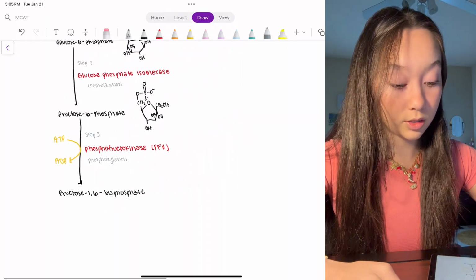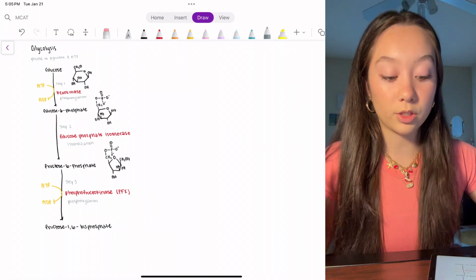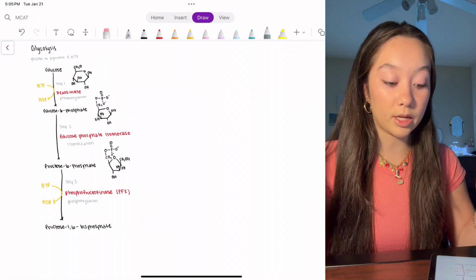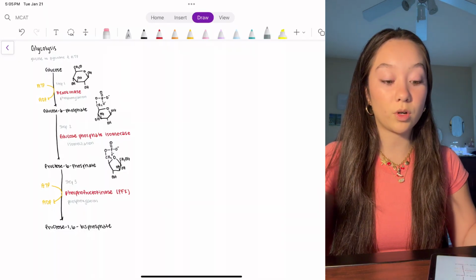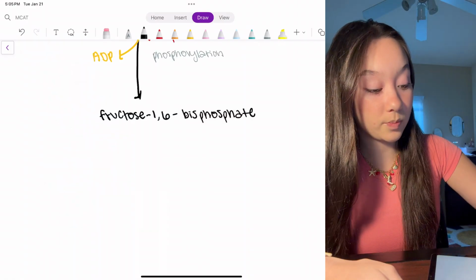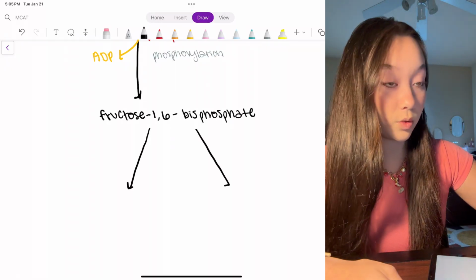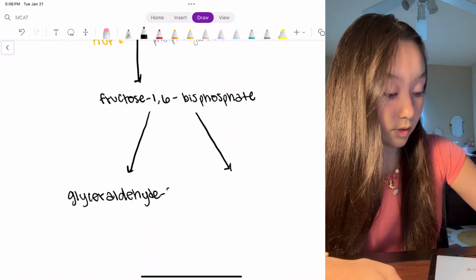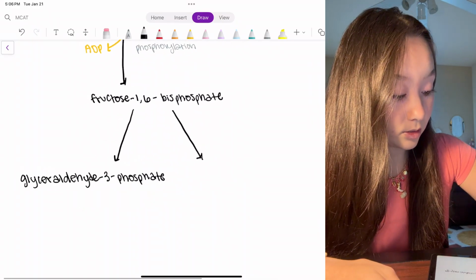This is the overall what we have right now. So these are the first 3 steps of glycolysis. So far we have glucose to fructose 1,6-bisphosphate. We've added 2 phosphate groups from 2 different ATPs. So far we've only used 2 ATPs. From here, there's a cleavage. So it's not transforming just into one thing anymore. You're going to get 2 different products. Glyceraldehyde 3-phosphate, and also a molecule called DHAP.